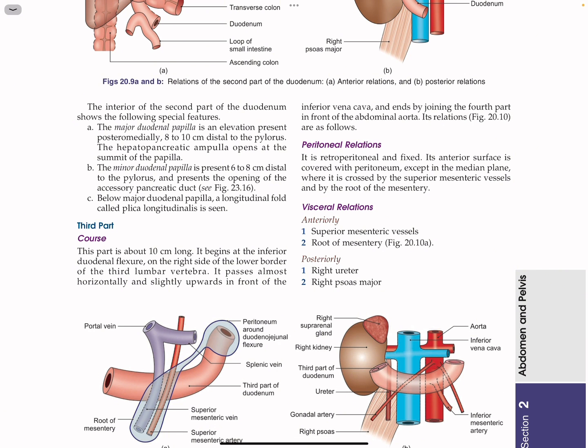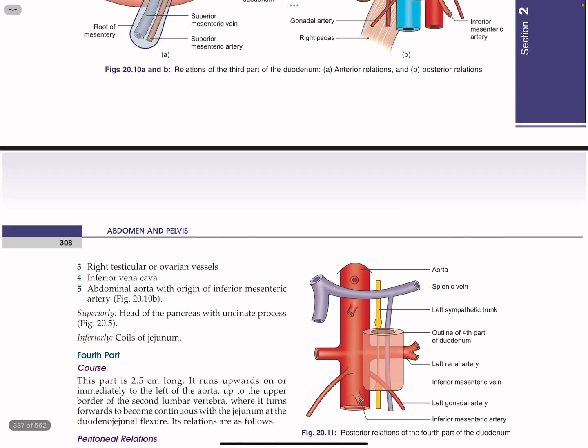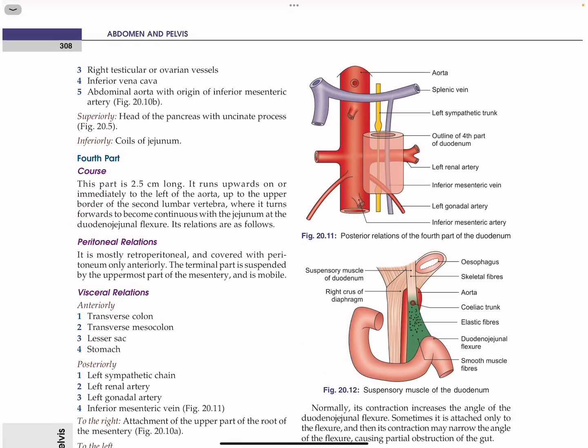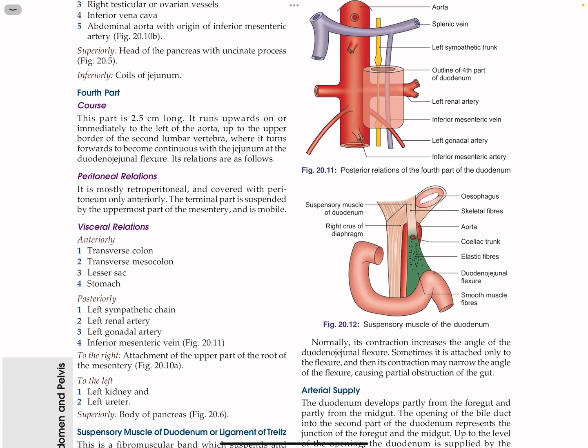Visceral relations of the third part of duodenum. Anteriorly 1. Superior mesenteric vessels 2. Root of mesentery. Posteriorly 1. Right ureter, 2. right psoas major. 3. Right testicular or ovarian vessels 4. Inferior vena cava 5. Abdominal aorta with origin of inferior mesenteric artery. Superiorly, head of the pancreas with uncinate process, and inferiorly it is related to the coils of jejunum.